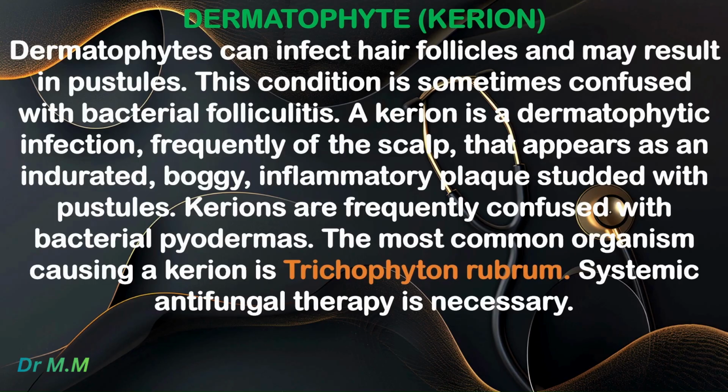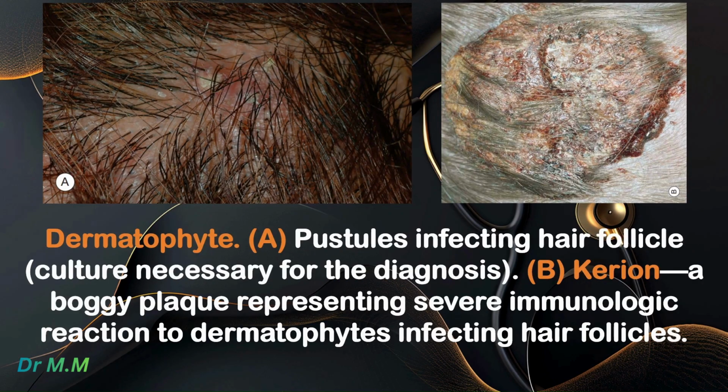The most common organism causing a Kerion is Trichophyton rubrum. Systemic antifungal therapy is necessary. Dermatophyte. A. Pustules infecting hair follicle, culture necessary for the diagnosis. B. Kerion, a boggy plaque representing severe immunologic reaction to dermatophytes infecting hair follicles.